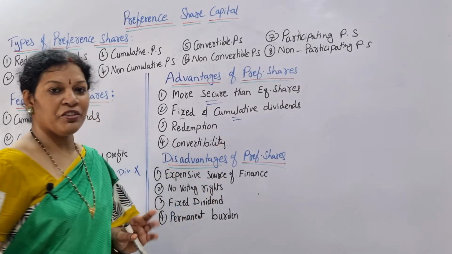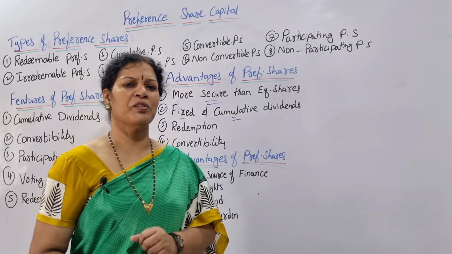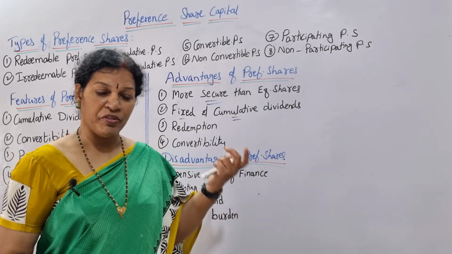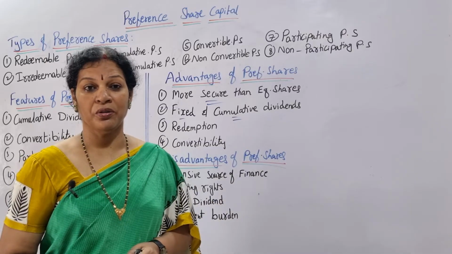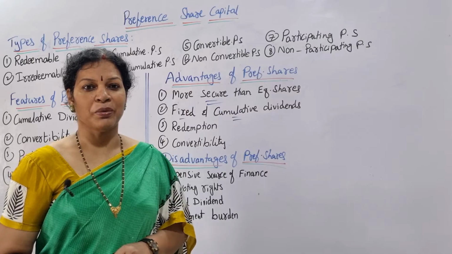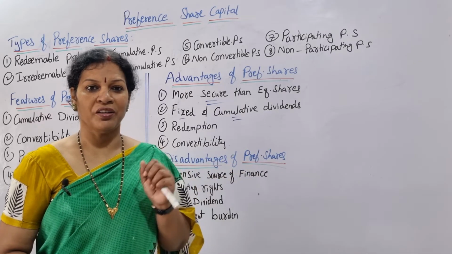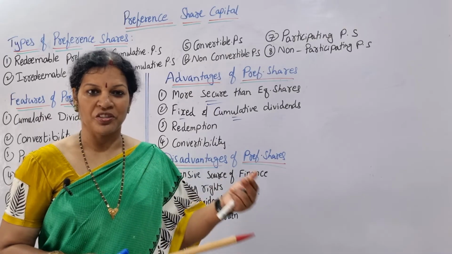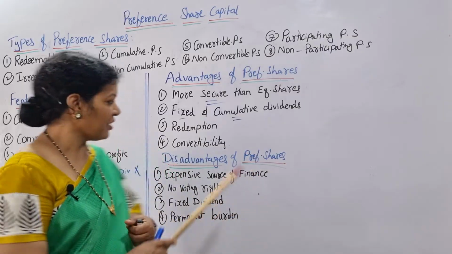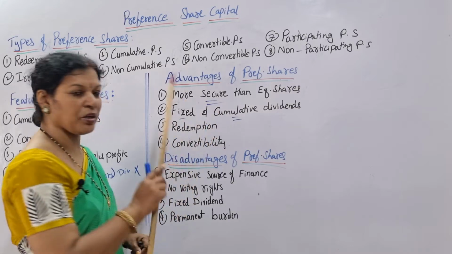Next, a convertibility facility is also given. When the convertibility facility is given, shareholders feel very comfortable, whether I want to be in preference shares or convert into equity shares. That choice is given to the shareholders, because according to the financial position and credentials of the organization, they can decide: shall I continue in preference shares, or shall I convert? These are the main 4 advantages.